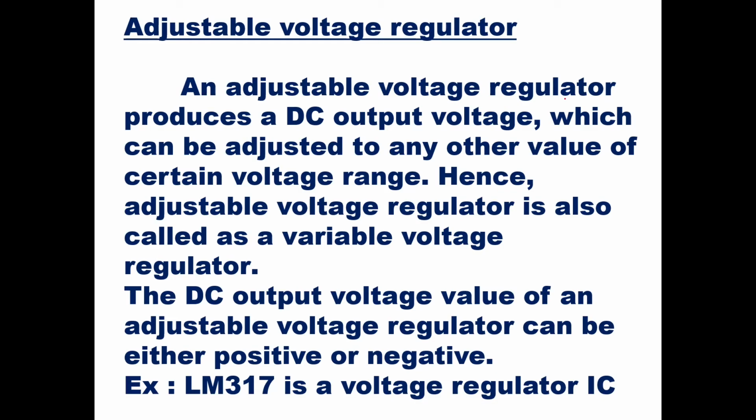Here what we are saying is that an IC which acts as a regulator, but its output can be varied within a certain range. Say, for example, the range is 0 to 10 volts. You can vary its output from 0 volt to 10 volt, and whatever output you want, you can fix to that output. That is called an adjustable voltage regulator. So LM317 is an example of an adjustable voltage regulator integrated circuit.